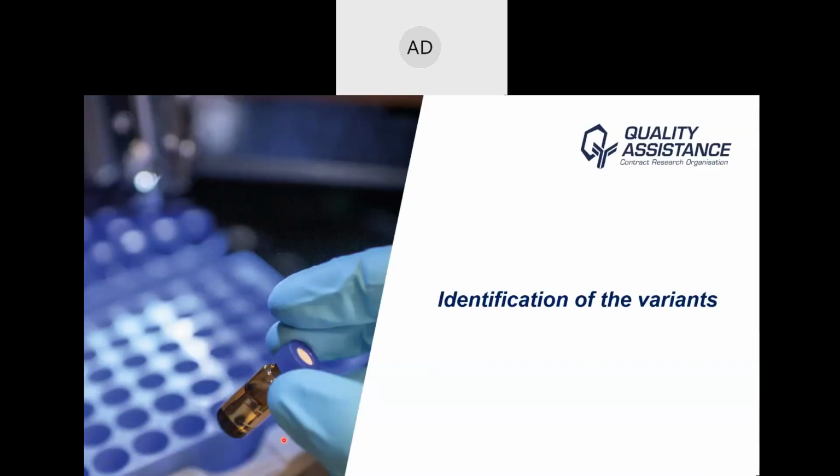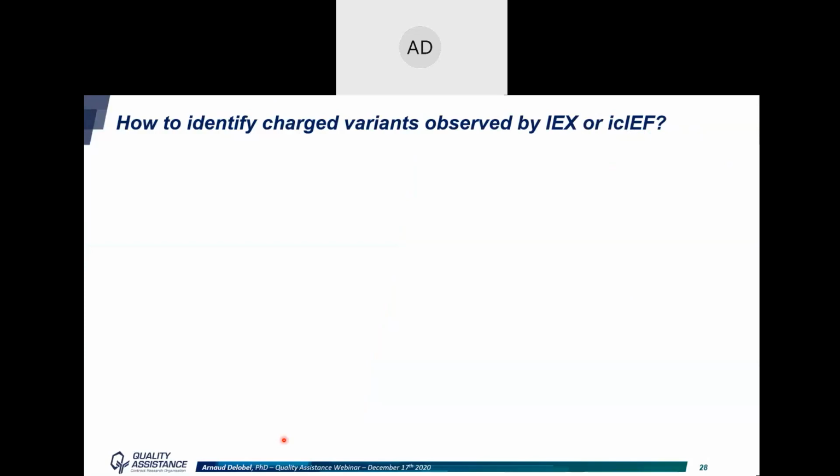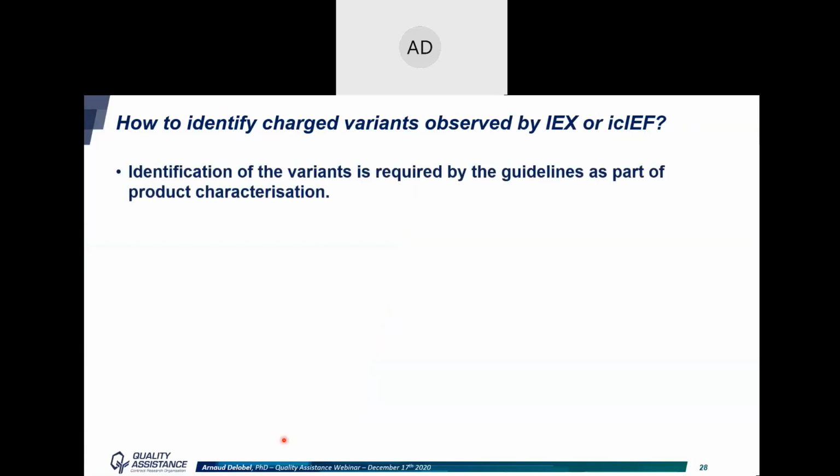So we have seen how we can separate the charge variants. Let's move now to the identification of those variants. So how to identify charge variants observed either by ion exchange chromatography or capillary IEF? The identification of the variants is something that is required by the guidelines as part of product characterization. So of course you will not do that for all the batches and as a routine test, but you need somewhere in the development of your product to perform the analysis and the identification of those variants.